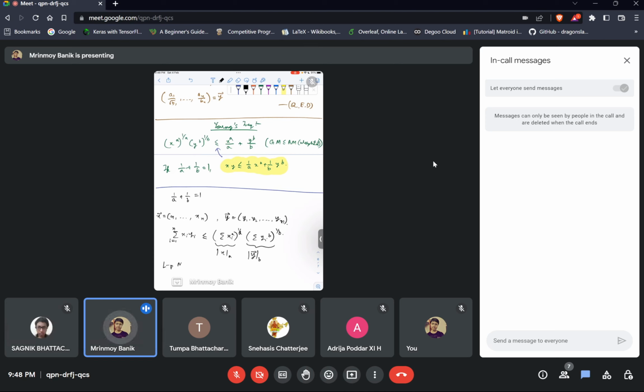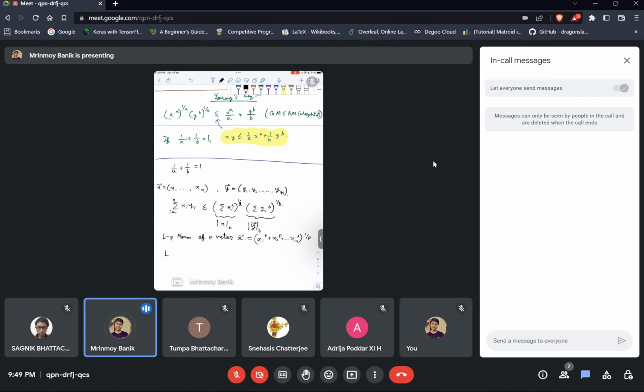So an Lp norm in general, the Lp norm of vector x, is defined as x1 power p, x2 power p, up till xn power p, whole power 1 by p. So if you substitute p equals 2, you get the L2 norm, which is just our regular Euclidean norm.